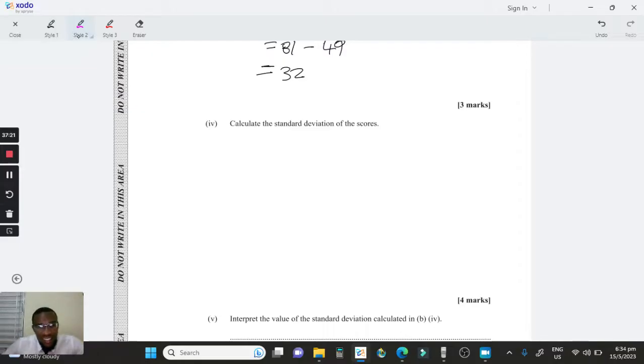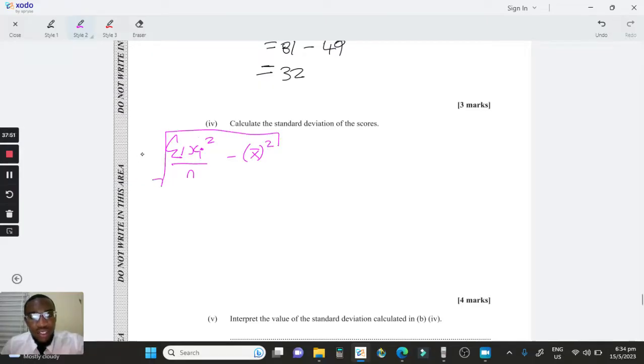Now remember the standard deviation, which formula I want to use. The formula that I am going to use is the square root of the sum of xi squared over n, minus bar x squared. This is the formula I'm going to use for standard deviation. It's going to work out a bit easier. But first, you have to find the sum of xi squared.